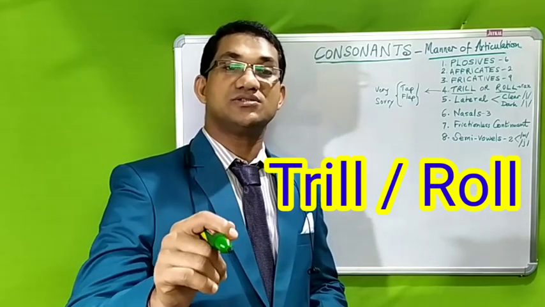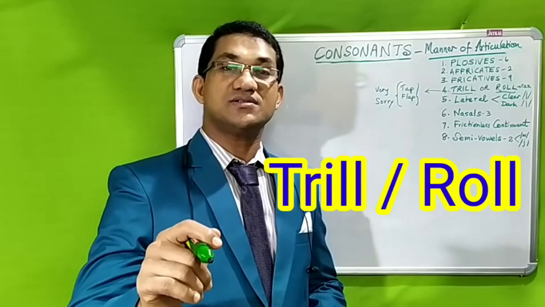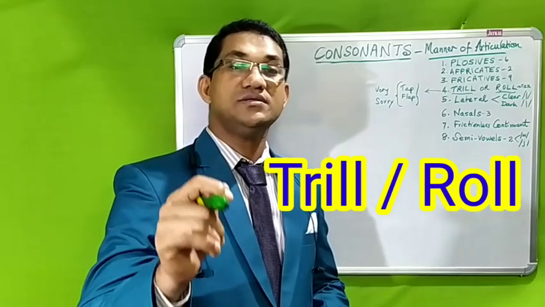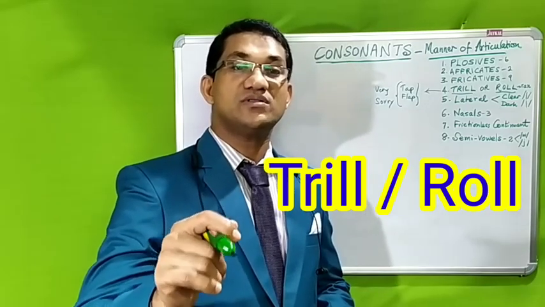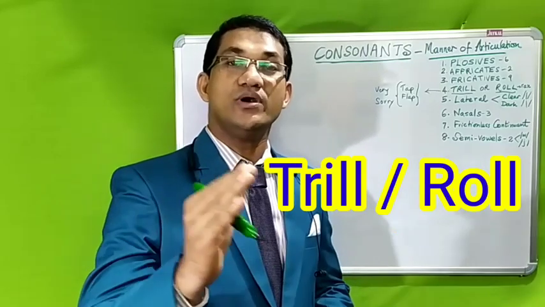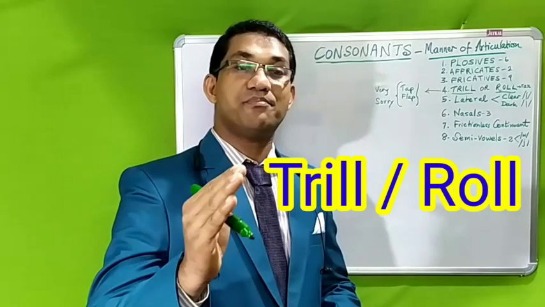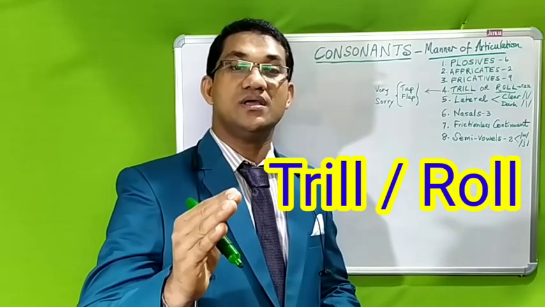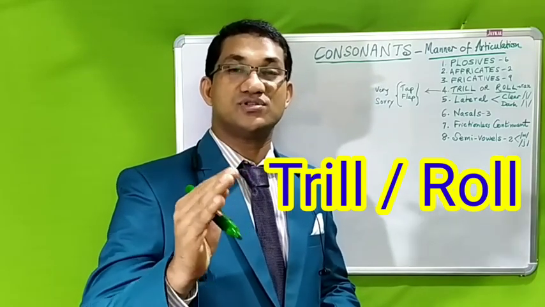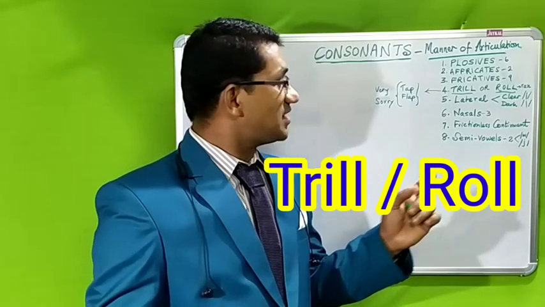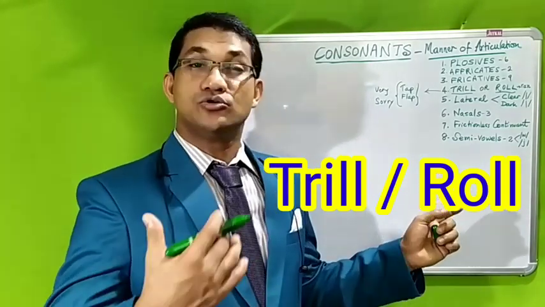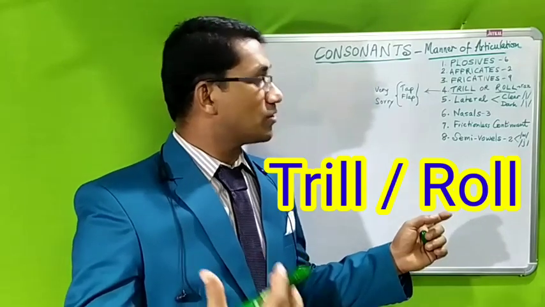Know that a trill or a roll is a consonant sound in the articulation of which the active articulator and the passive articulator are brought into contact with each other, and the sound is produced by a series of tapping on the roof of the mouth, that is, of course, the alveolar ridge. And such a sound is known as a trill or a roll.